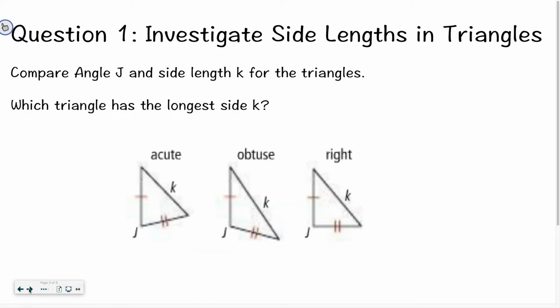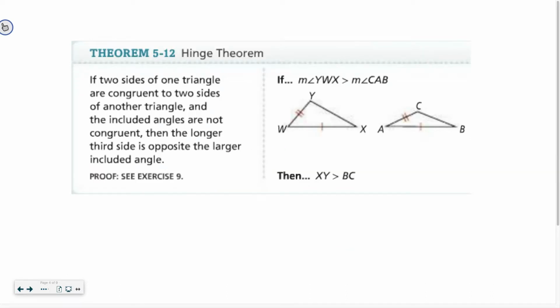So if we compare angle J and side length K for the triangles, which triangle has the longest side K? Go ahead and answer this. Hopefully you realize that the obtuse triangle had the longest length for K, the longest side, because angle J was the longest, right? Let's put a name to this. That is called the Hinge theorem.